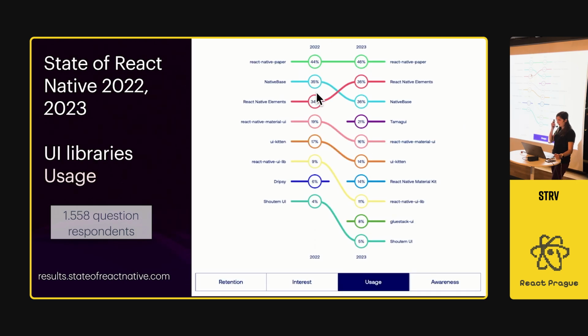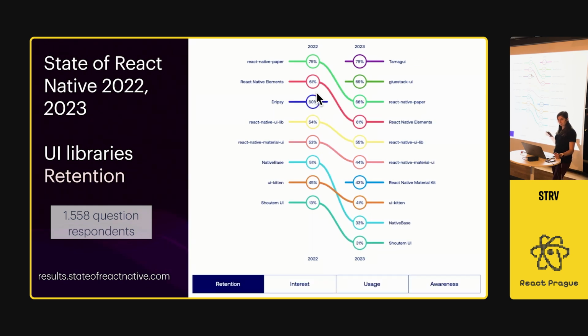Looking at the UI libraries, there is still the big three: React Native Paper, React Native Elements, and NativeBase. But again, looking at retention, Tamagui is in first place, and also GlueStack is gaining popularity. Conversely, NativeBase is dropping because of some performance issues and technical debt.